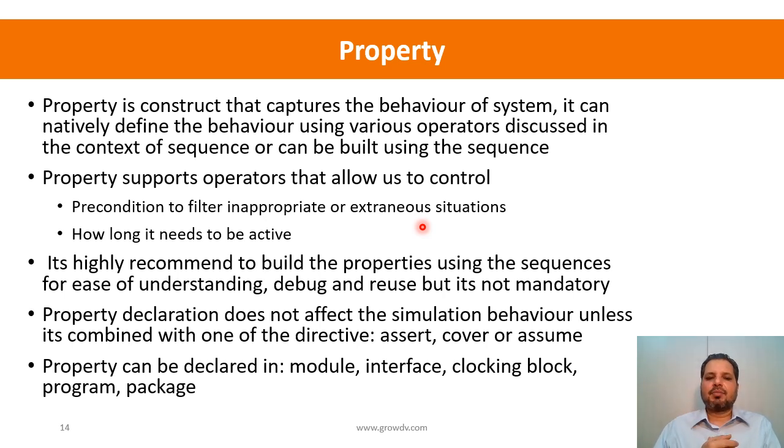also the sequence can be reused. And as we have been emphasizing again and again, just declaring a property doesn't affect any simulation behavior unless you combine it with one of the directives, which is when it really gets enabled in the simulation. That is your assert, cover, or assume. You need to add it to the property in order for the property to get enabled. And properties can be declared in module, interface, clocking block, program, package. I think they can be declared in any of these constructs that are provided by SystemVerilog.